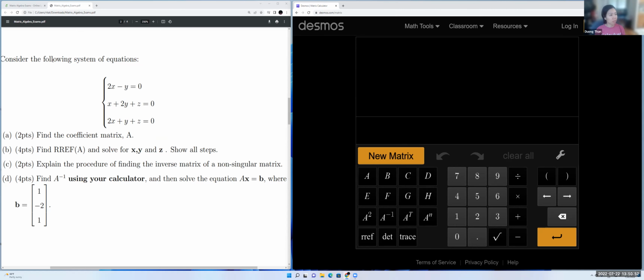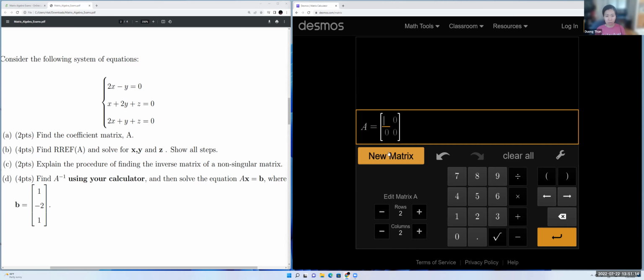The problem gives you a system of equations. So the system has 3 variables, x, y, z, and 3 equations. And then the question asks us to find the coefficient matrix, and we call it A as a coefficient matrix. All right, so just go to here.